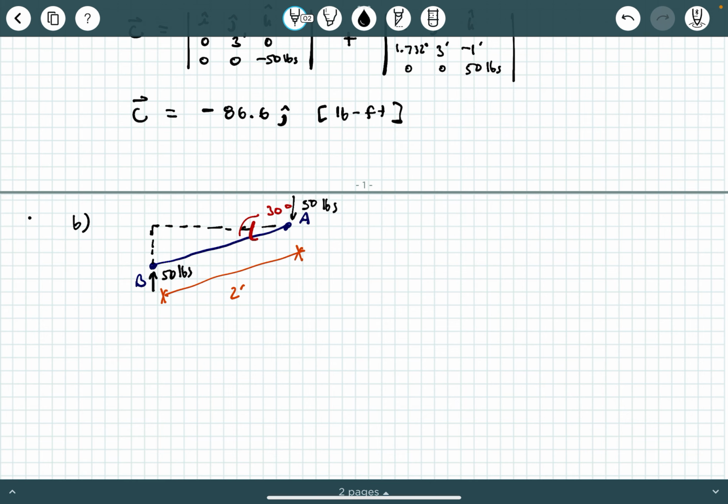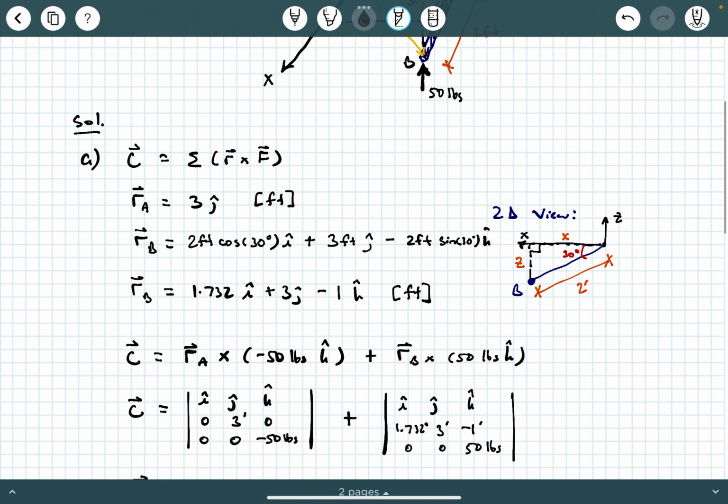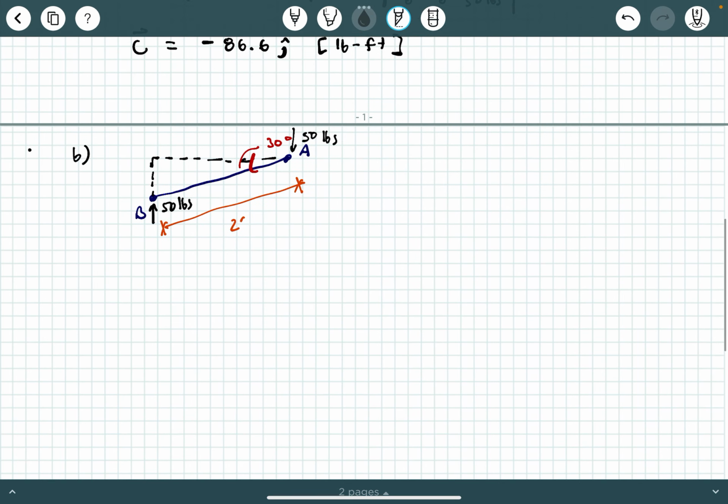So what I need is this perpendicular distance, okay? I need the perpendicular distance between the line of action of each of these forces. So how do I get this perpendicular distance? Well, that's just that distance x that we got earlier. That's this same distance x. So here's what I can do. I can say the magnitude of that couple moment is equal to F times the perpendicular distance. And so that's just going to be 50 pounds multiplied by 2 feet cosine of 30 degrees.